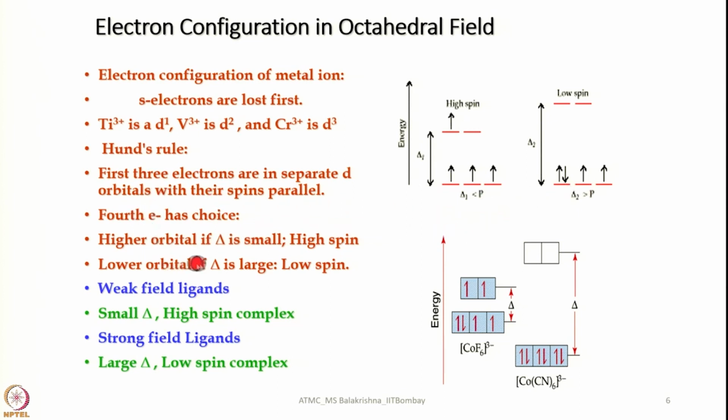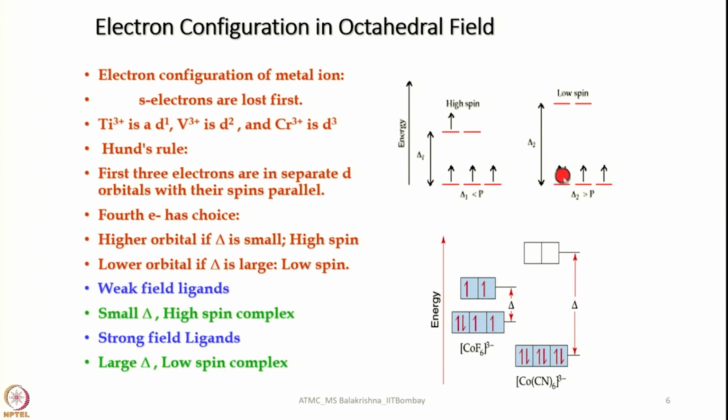If delta is small, the electron goes to the higher orbital, that means high spin complexes, and if delta is larger, the electron goes to the lower orbital, low spin complexes will be there. That means in case of weak field ligands, this separation is small, as a result electrons would be promoted easily rather than getting paired. That means the CFSE is much smaller than the pairing energy. As a result, instead of getting paired, it will go and occupy the higher position. And then in case of strong field ligands, we have a larger separation.